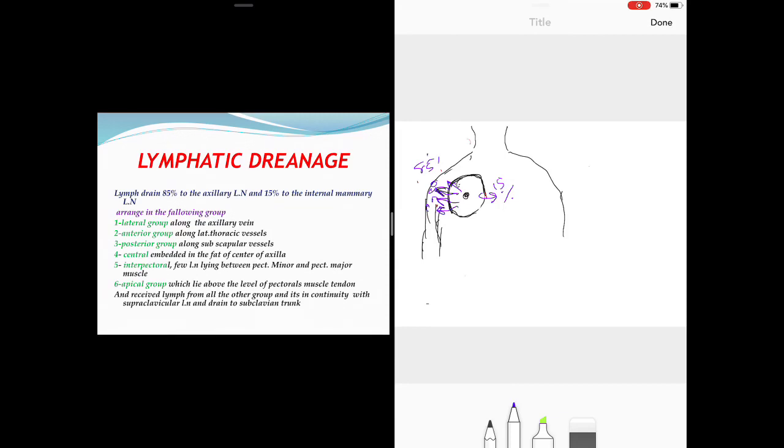So the more we delay the diagnosis of breast cancer, the more we increase the staging of the patient, according to the spread of the malignant cells along the lymph nodes or along the blood vessels.